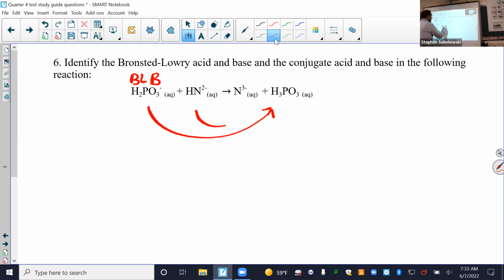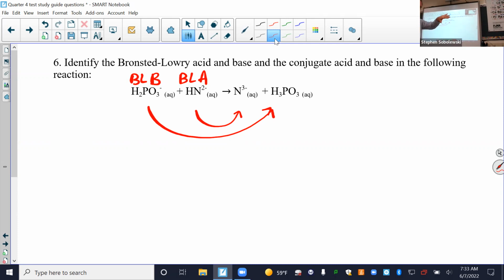So the HN2 minus turned into N3 minus. So what happened? Well, it lost its H and it also lost a plus charge because it went from 2 minus to 3 minus. So by losing or giving away or donating an H plus, that makes this my Bronsted-Lowry acid. Now on the right side, we have a conjugate base and a conjugate acid.